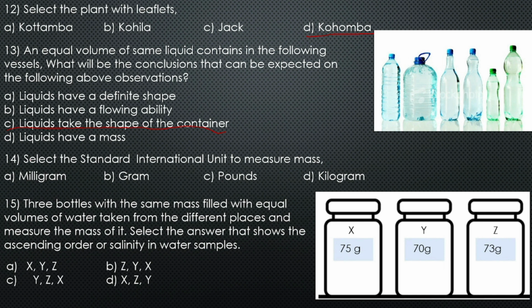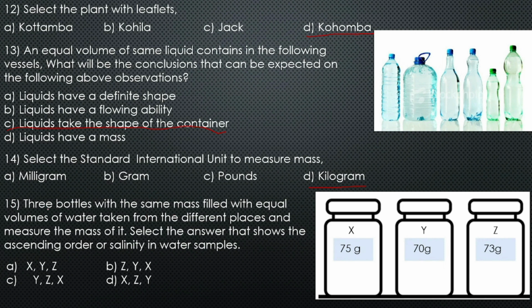Question number 14. Select the standard international unit to measure mass. A milligram. Milligram cannot be taken. It is also a unit to measure mass, but it is not standard international unit. Gram also cannot be taken. Pounds we are not taking. Therefore, the answer is kilogram. Kilogram is the international standard unit to measure mass.